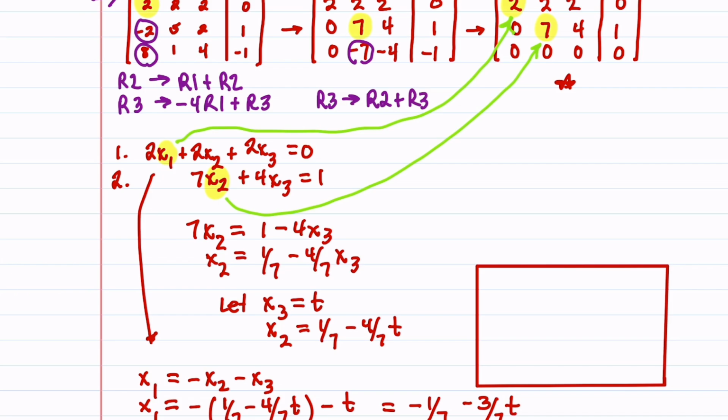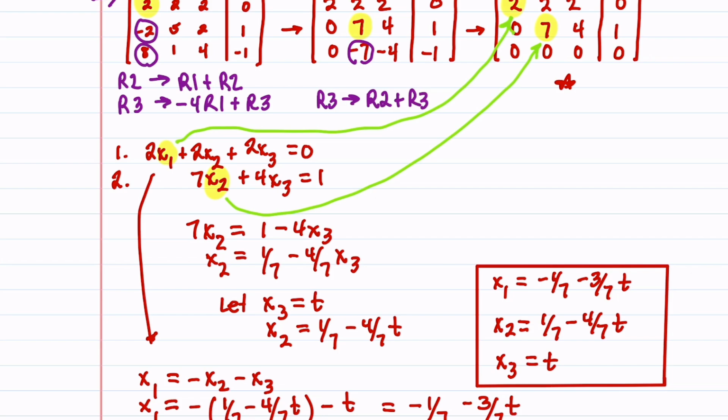Great. So it's common when you write down the solution for one of these problems to write it down in a really orderly manner. So we're going to start with x1. So x1 is going to be minus 1/7 minus 3/7 t. x2 is going to be 1/7 minus 4/7 t. And then x3 is going to be equal to t. So this is the solution using Gaussian elimination.